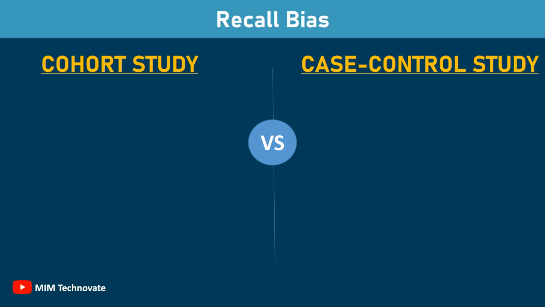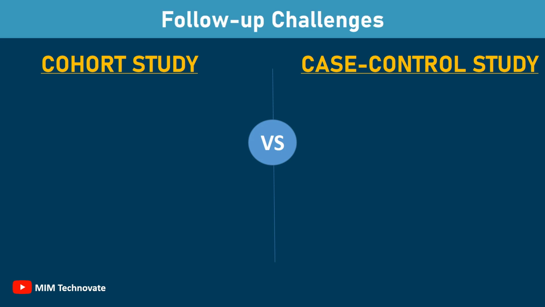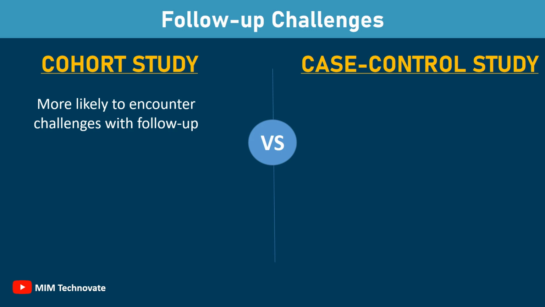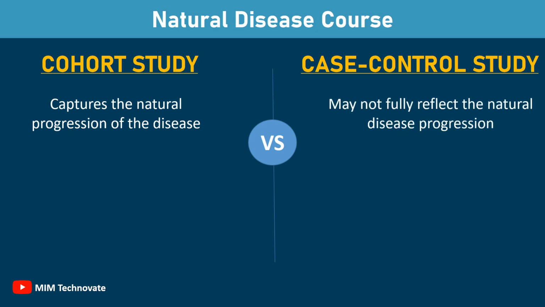Recall bias. Cohort studies are less likely to have recall bias, whereas case control studies are more prone to recall bias. Follow-up challenges. Cohort studies are more likely to encounter challenges with follow-up, while case control studies are less likely to face issues with follow-up. Natural disease course. Cohort studies capture the natural progression of the disease. On the other hand, case control studies may not fully reflect the natural disease progression.